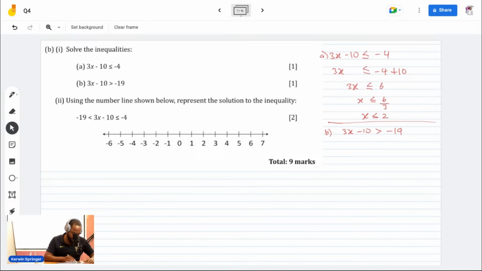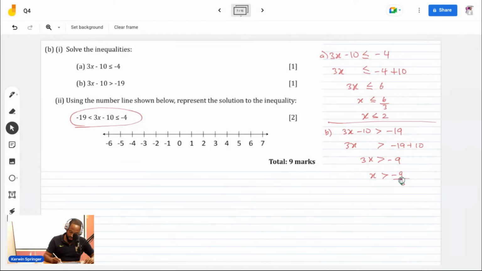So 3x is greater than negative 19 plus 10, which is negative 9. Notice we had no reason to flip the inequality sign. If you multiply or divide by a negative number, that's when you flip the sign. So x is greater than negative 3.